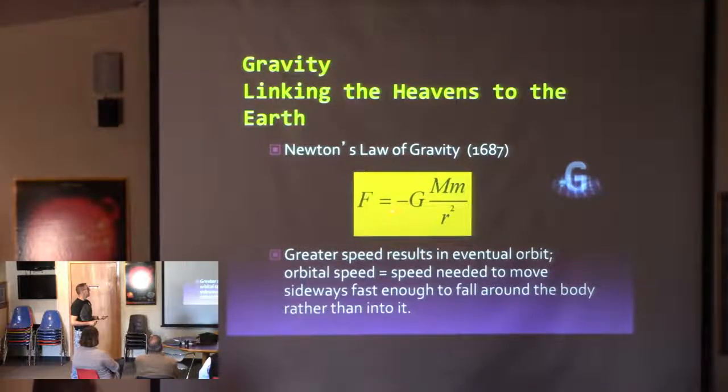The force between two objects equals minus, because it's an attractive force, a constant, times the mass of the one body times the mass of the other, divided by their distance squared. So it is a distance squared law of how the force decreases. We see that in gravity, and we see electromagnetism working the same way: at twice the distance, you have 1 over r squared the amount of energy transmitted.